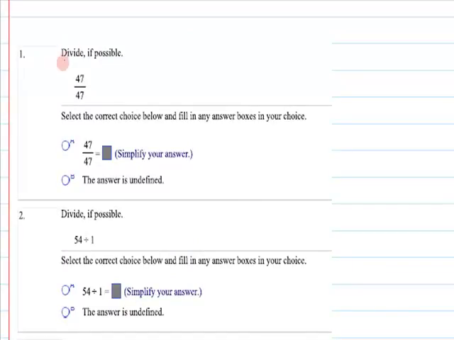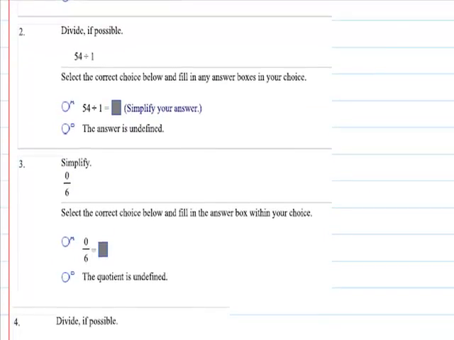The first one, it says divide if possible. Okay, well, maybe we're going to run into something that's not possible. This is 47 divided by 47. This is the fraction form, which most people would look at that immediately and say, the bottom, the divisor, goes into the top 1 time. And if you did it this way, or if you did it this way, no matter how you look at it, the answer is 1. So I would choose that and put in a 1.